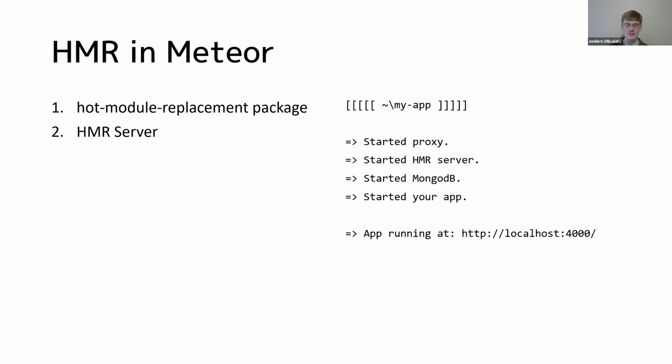So in Meteor, there are two main parts of the implementation. We have a new hot module replacement package. This handles updating the app when there's a change. Once the app or one of its dependencies uses this package, Meteor will start the HMR server. The HMR server provides a WebSocket server that the app connects to receive updates, and also handles various other functionality needed for HMR.